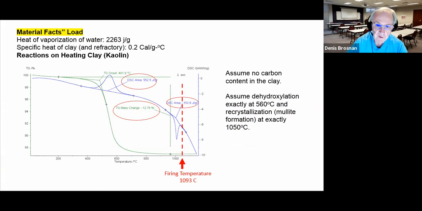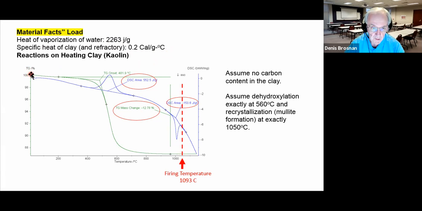Now, some material facts. The heat of vaporization of water is 2263 joules per gram. Specific heat of clay and refractory is 0.2 calories per gram per degree Celsius, which is the same as 0.2 BTUs per pound per degree Fahrenheit. And we took the reactions on heating the clay from a simultaneous thermal analysis experiment in the lab.